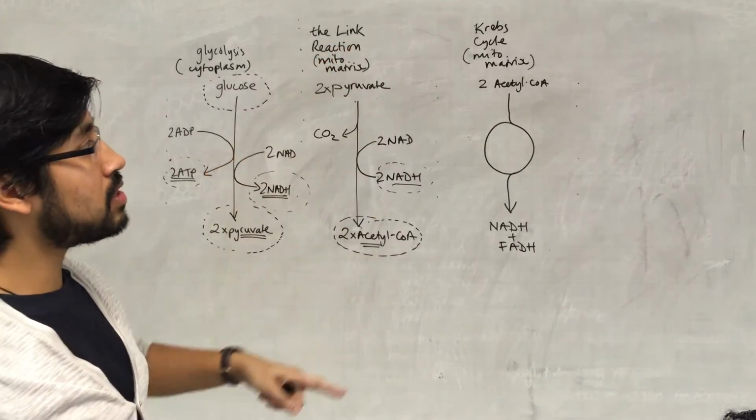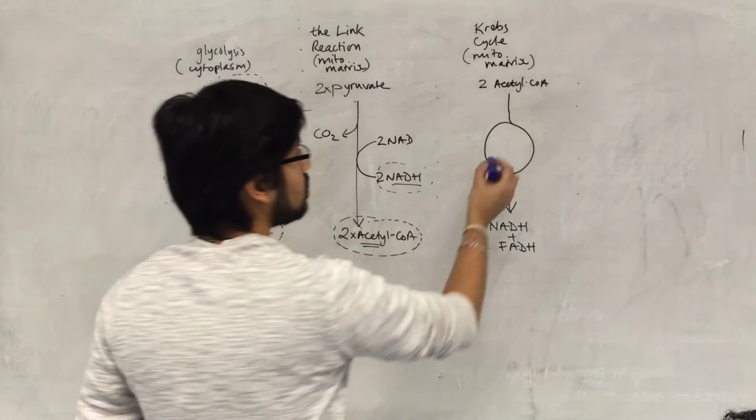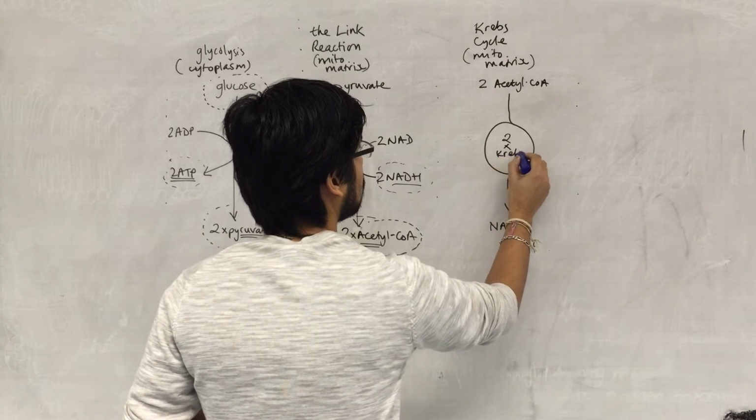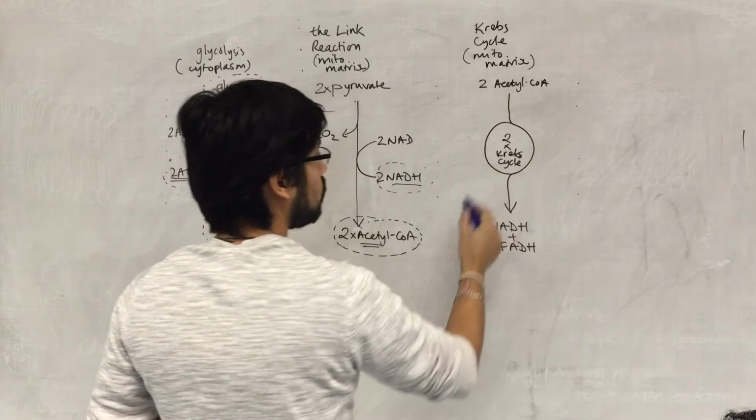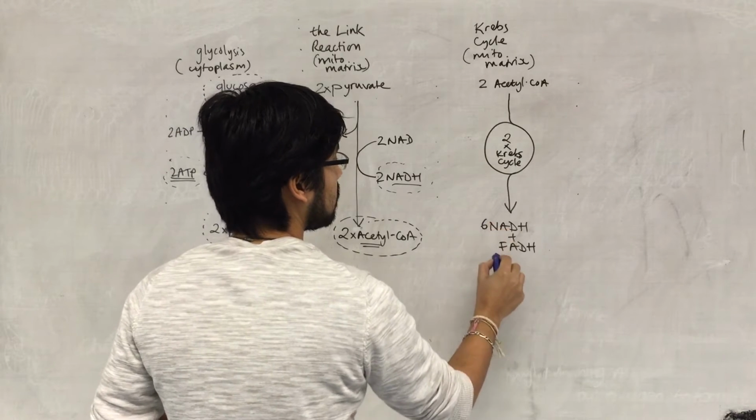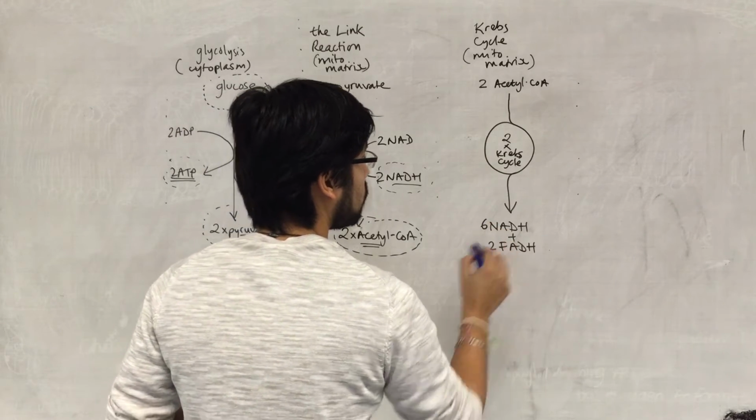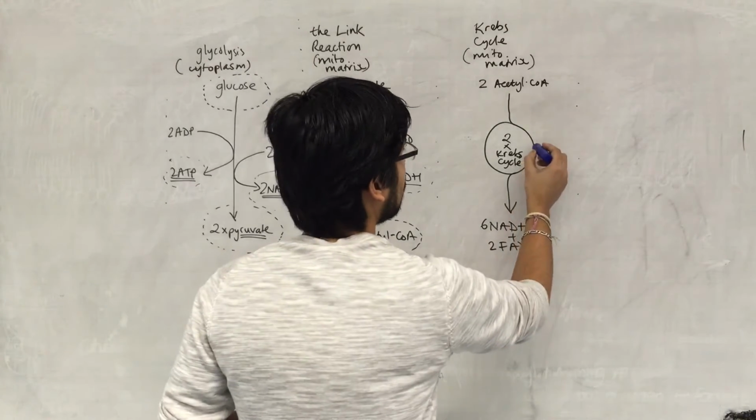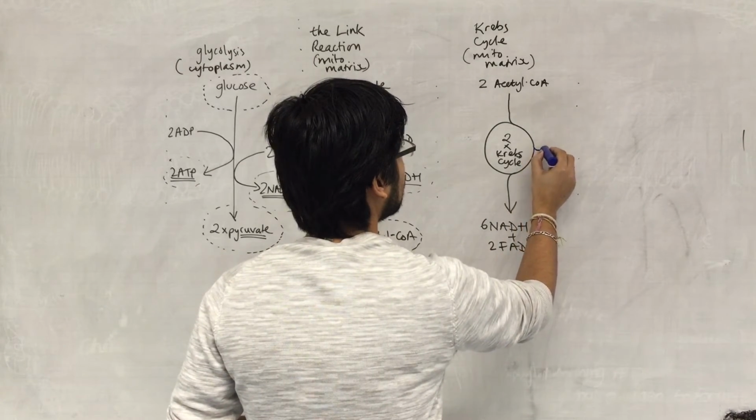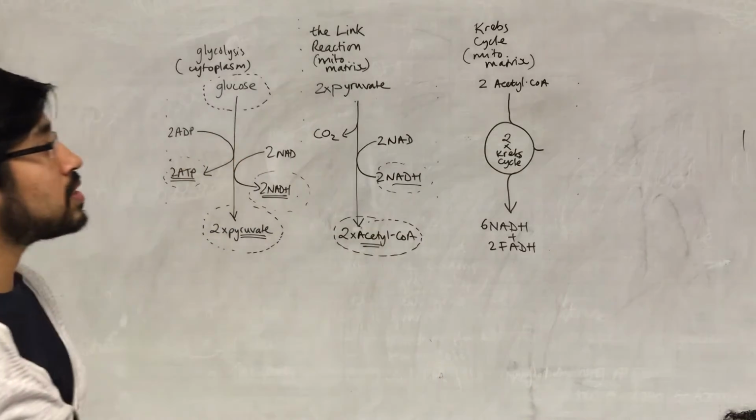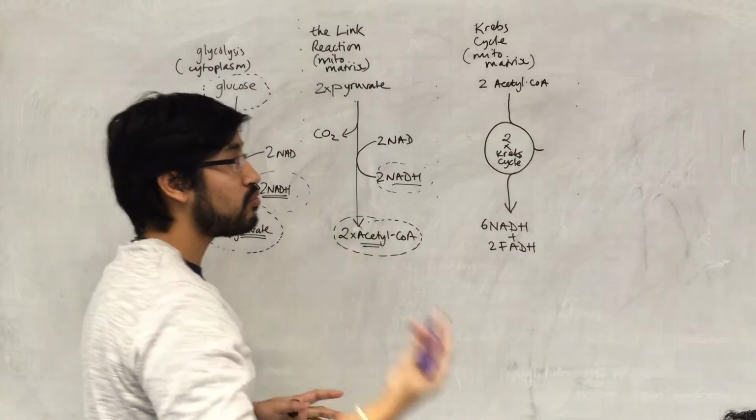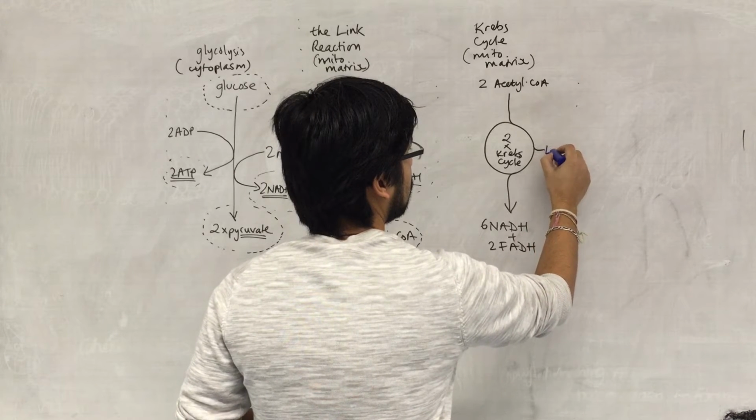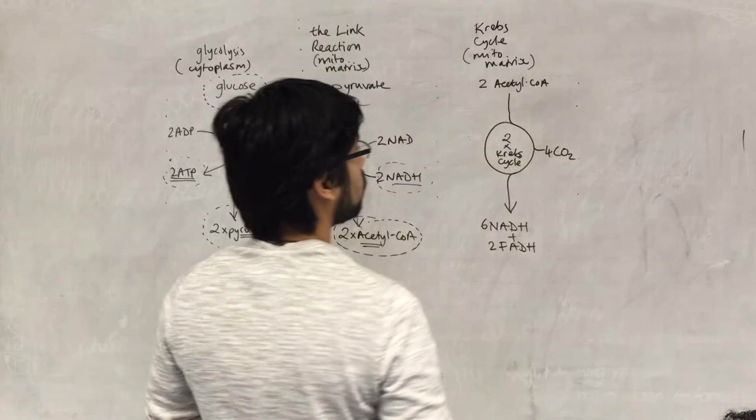But so 2 acetyl units, turning the cycle twice, would give us 6 NADH and 2 FADH. At the same time, we will be producing two molecules of carbon dioxide per cycle. So we've got 4 for every 2 cycles. 4 CO2.